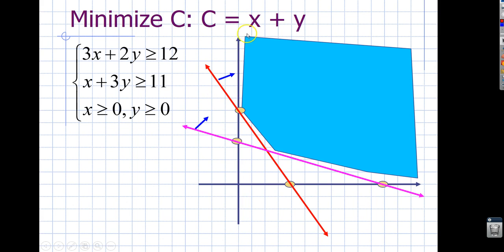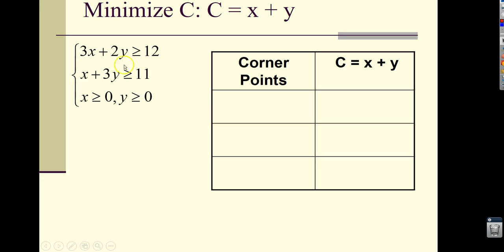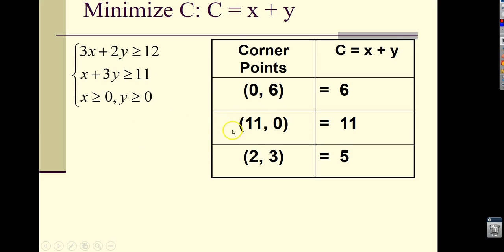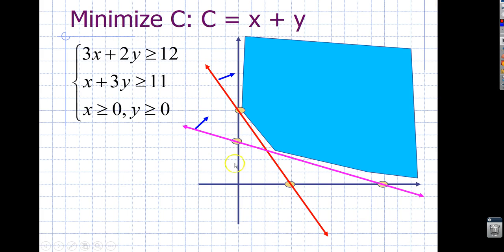Now notice it has a corner here, a corner here, and a corner here. But the rest of it is kind of just open. And so our corners are (0, 6), (11, 0), and (2, 3). So you can see that's where we saw our corners.